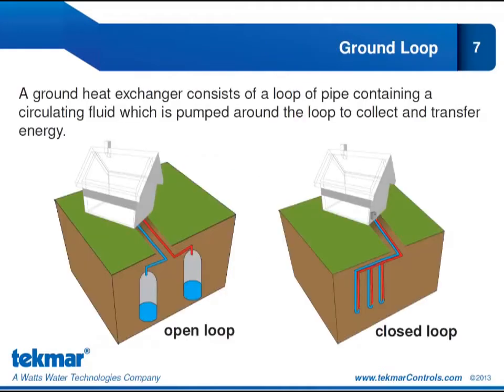A ground loop, or a ground heat exchanger, consists of a loop of pipe containing a circulated fluid. If we're talking about an open loop, then that fluid is water. If we're talking about a closed loop, then the fluid would be a glycol solution. And that circulating fluid is pumped around the loop to collect and transfer energy. So an open loop system pumps water from a well, pond, or lake through the heat exchanger and then discharges it back to the ground.